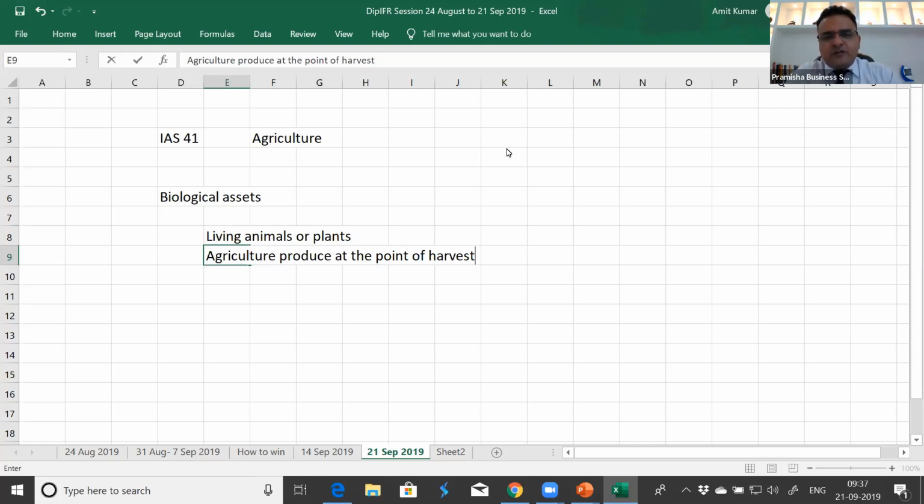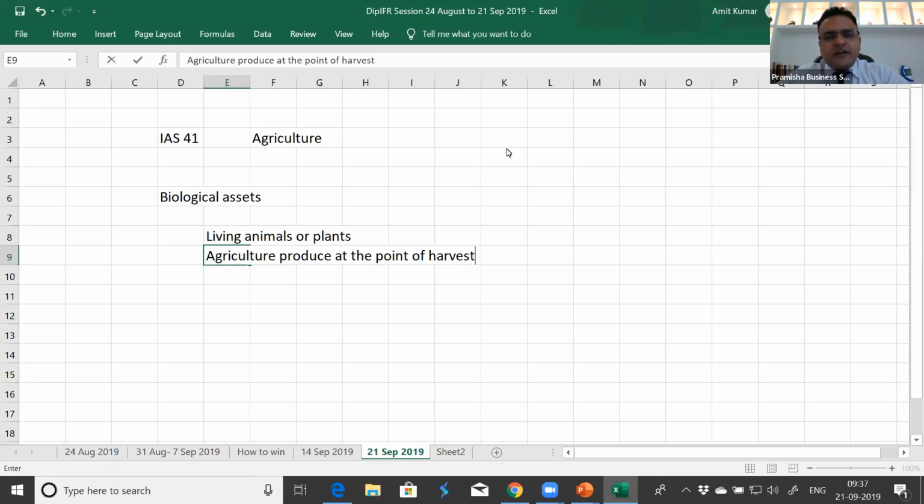We need to be very careful about what belongs to inventories and what belongs to IAS 41. Like a sheep is a living animal, and if there is wool on the sheep, till the wool is on the sheep, it will be forming part of IAS 41. The moment the wool is cut from the sheep, that cut wool forms part of IAS 2 Inventories. A tree which is standing forms part of IAS 41, but if it is cut into logs, lumber, then it forms part of IAS 2 Inventories. So the point of harvest becomes very important to understand.